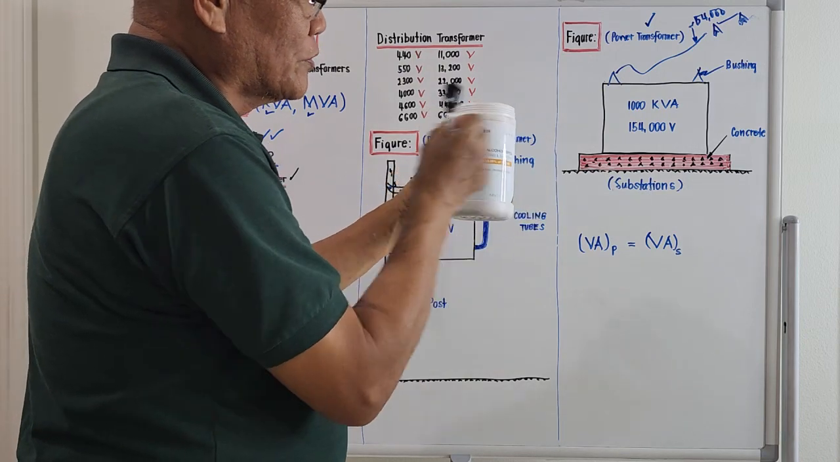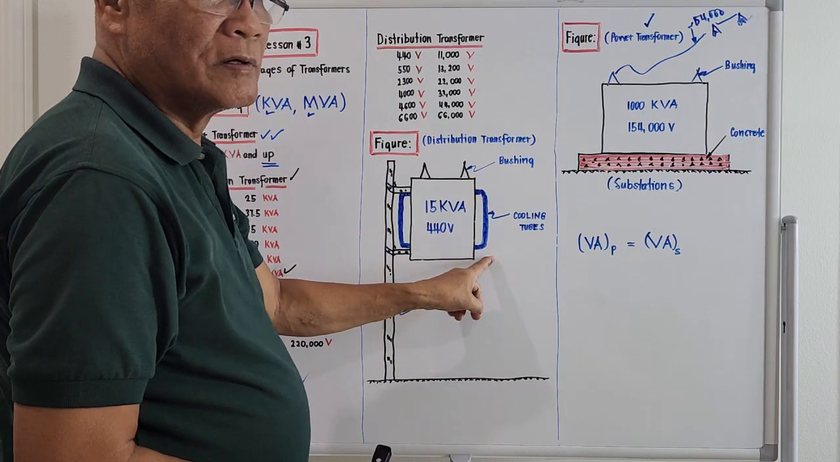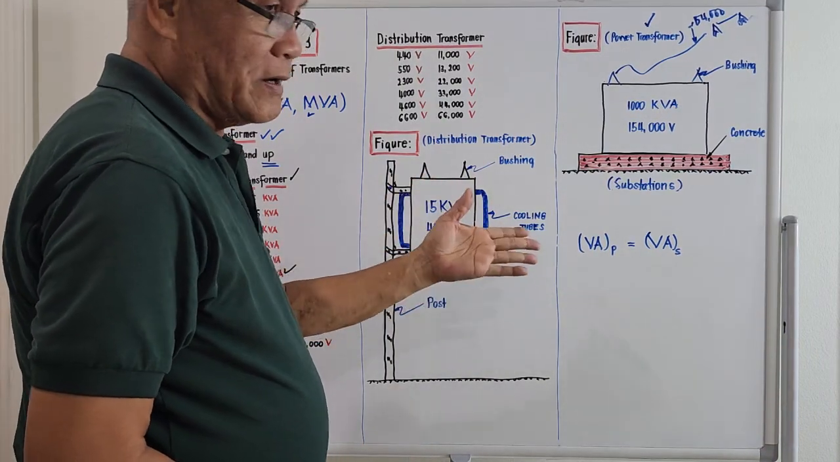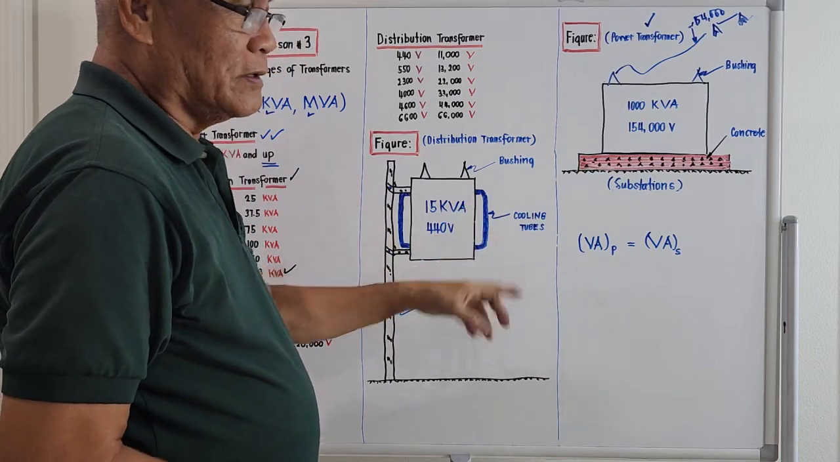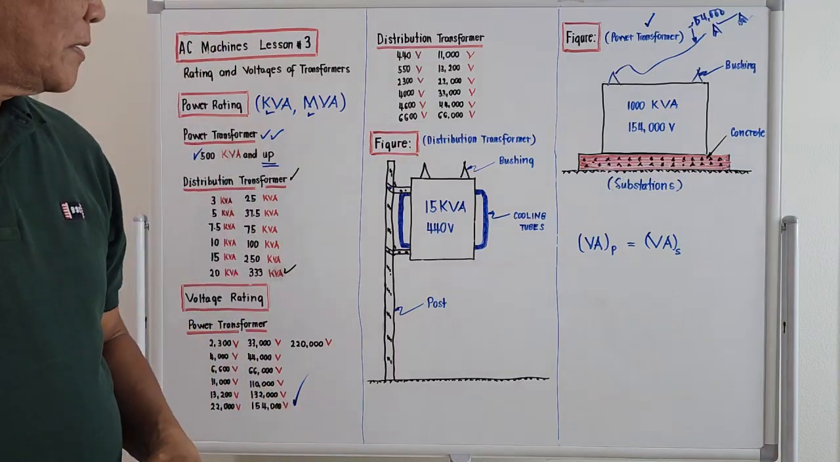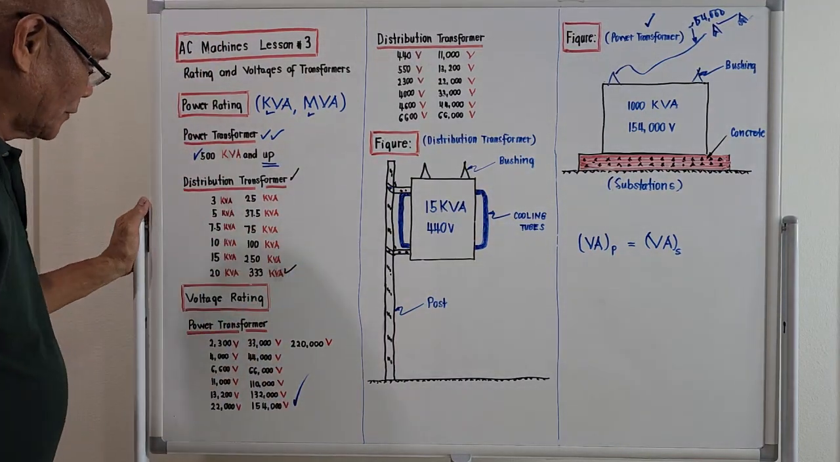some cooling tubes or cooling pins welded on it, just like this, to dissipate the heat inside. I hope you have seen this already, the cooling tubes on the side. Those are the distribution transformer power ratings.